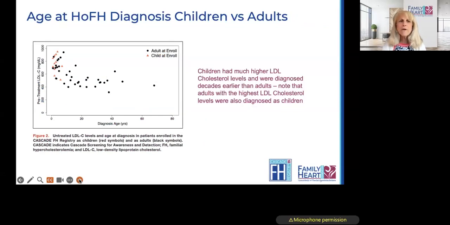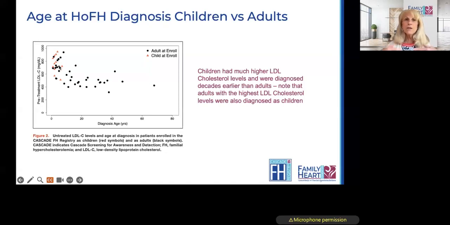And I think this is a very important slide, which I'd like to take a little time to review with you. So this is a figure from the paper, and it's the age of diagnosis, children versus adults. And what you'll see is on the x-axis, this is the age of diagnosis, and on the y-axis is the LDL level at diagnosis, so before any treatment. The children are depicted as red triangles and the adults as black circles. And what I would point out here is the children are all clustered here. The children all have very high LDLs and they're diagnosed in childhood just by definition. But you can see very, very high LDL levels.